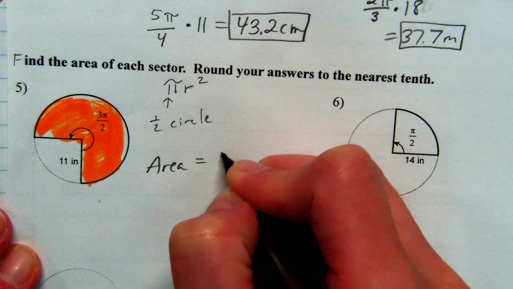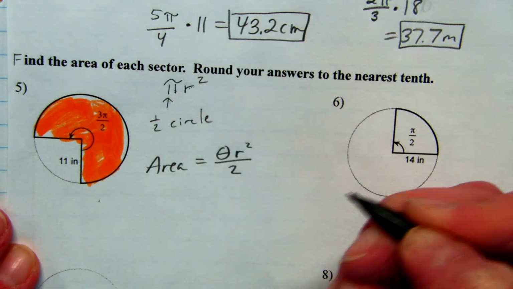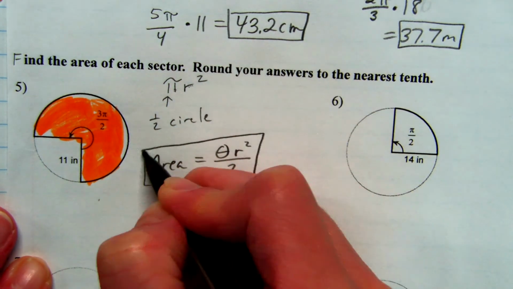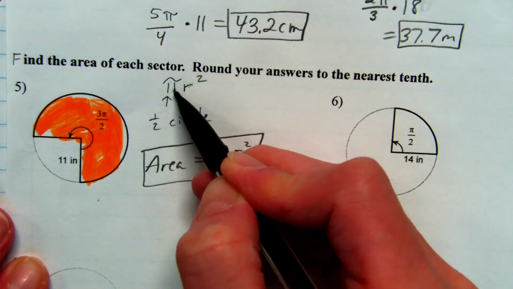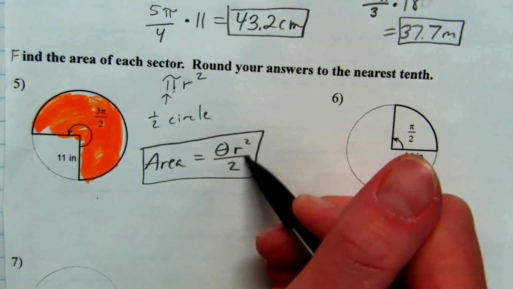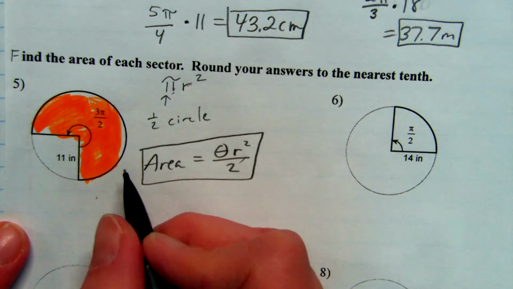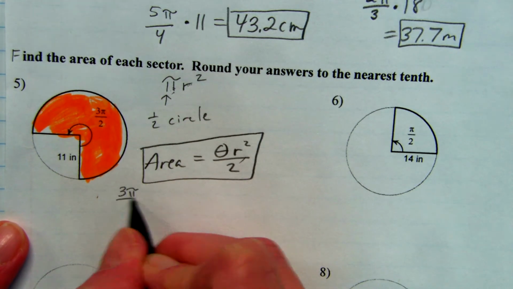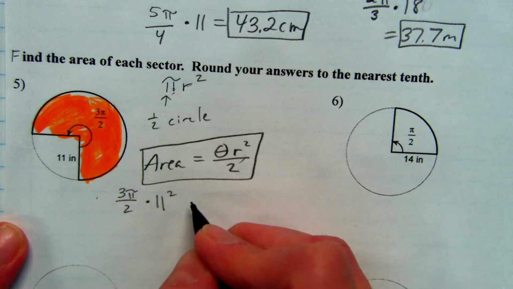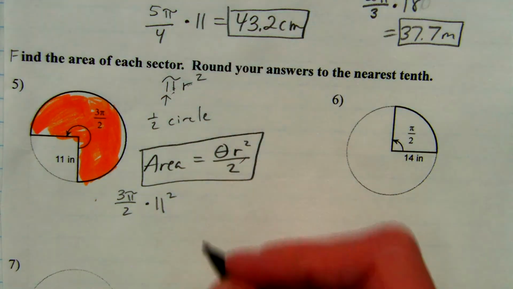sector area, we are going to take theta times r squared divided by 2, or sometimes they'll call it half theta r squared, and that's because they're only using part of the circle. So there is a little dividing by 2. It's given in radians, though. You're basically going to have 3 pi divided by 2 times the radius, which is 11 squared, and then just divide it by 2.